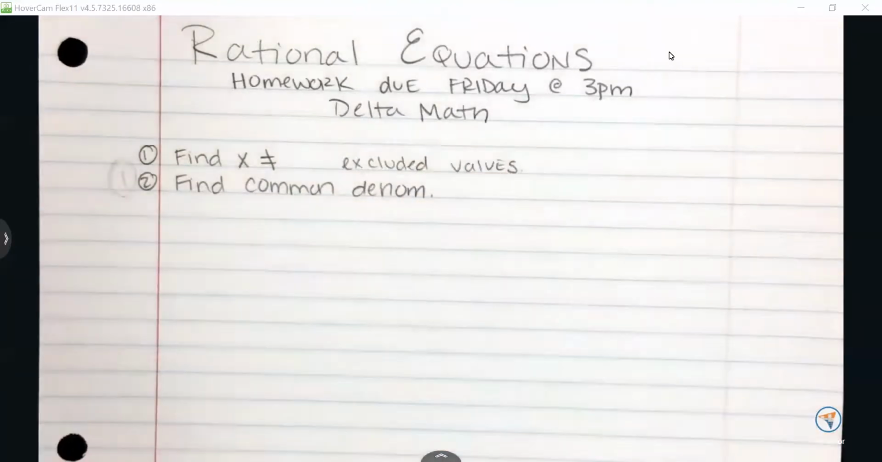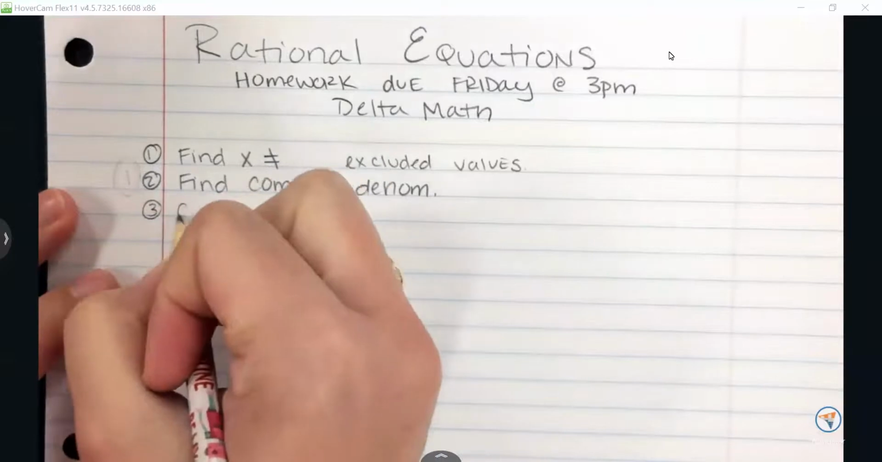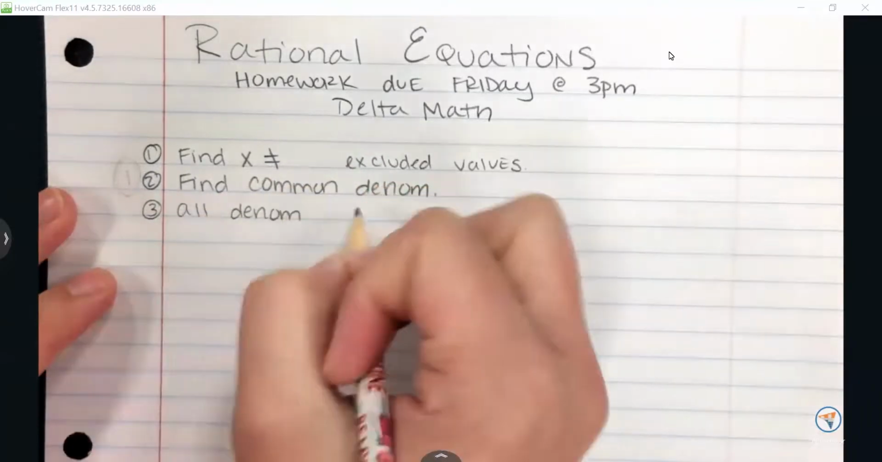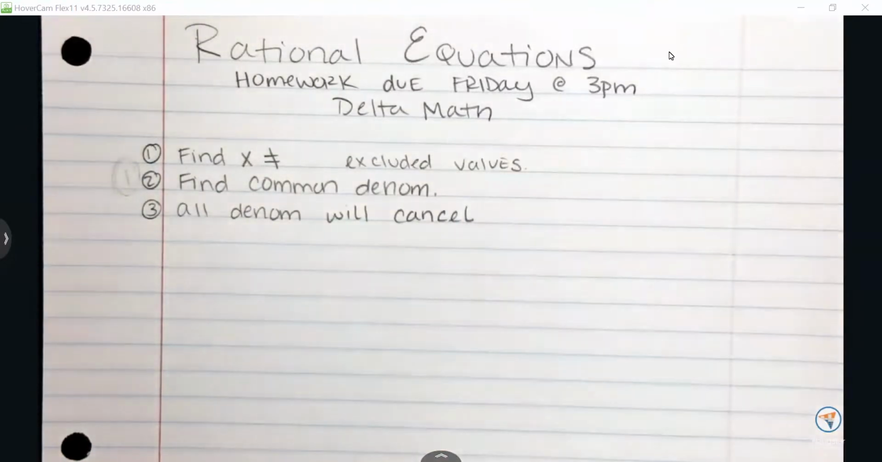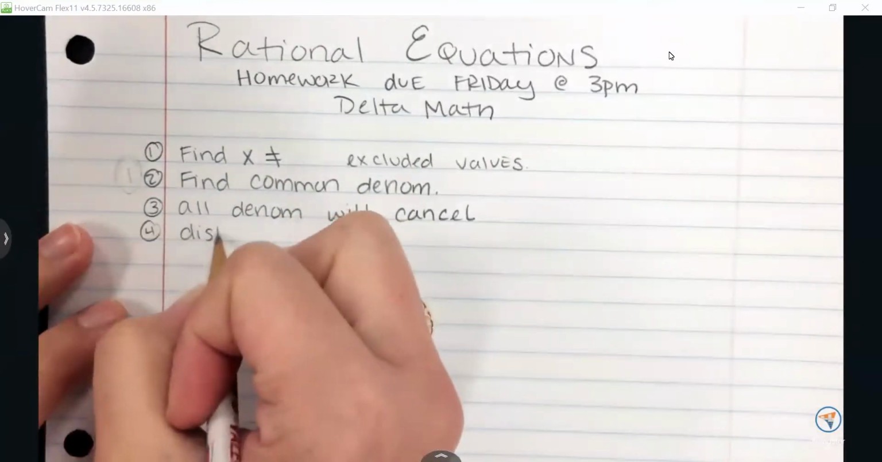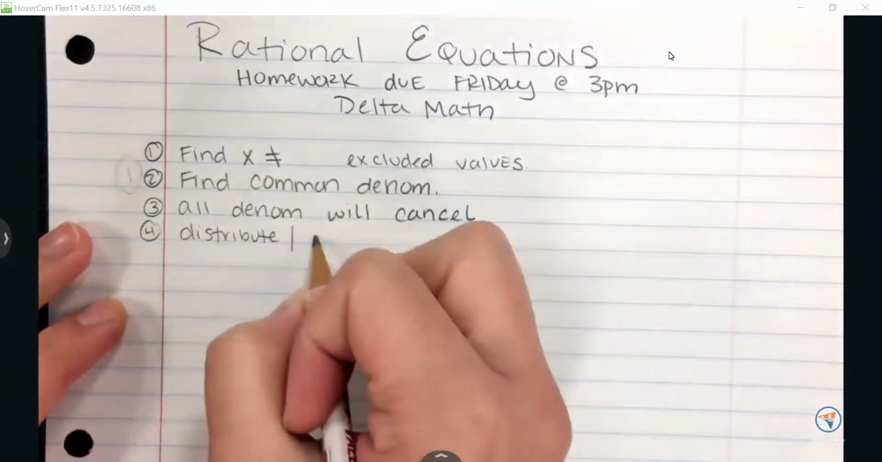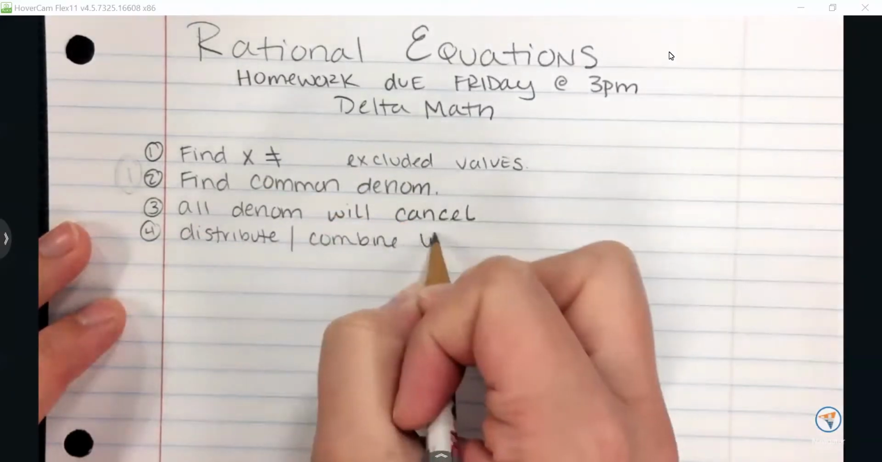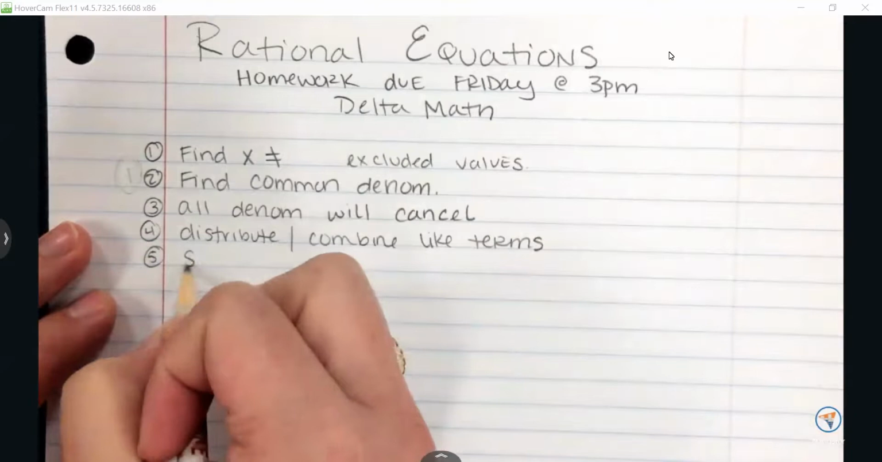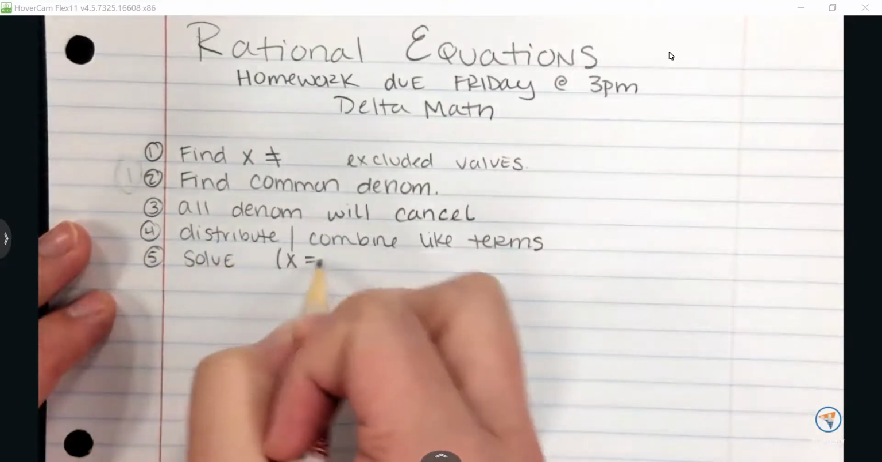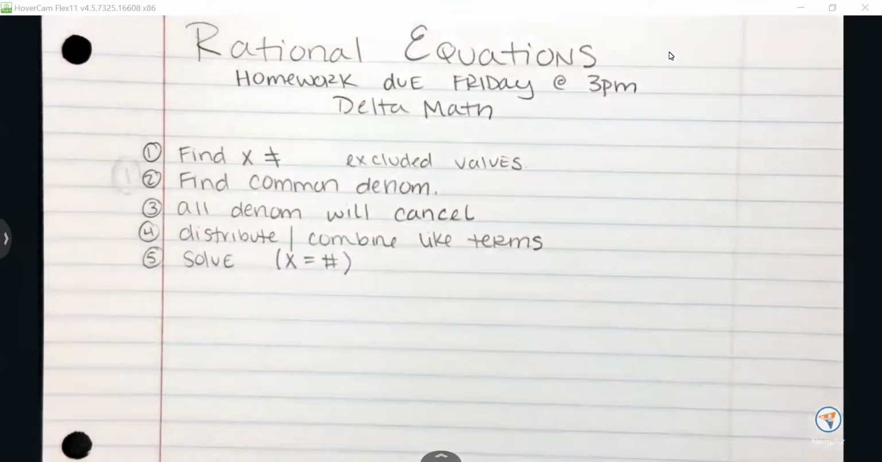Most of these problems will be adding and subtracting, which means you have to have a common denominator. Number 3, all denominators will cancel, and I'll show you why. You have to understand why. You can't just cancel them, okay? Number 4 will be to distribute and combine like terms. And number 5 will be to solve, which means your answer better say x equals something.